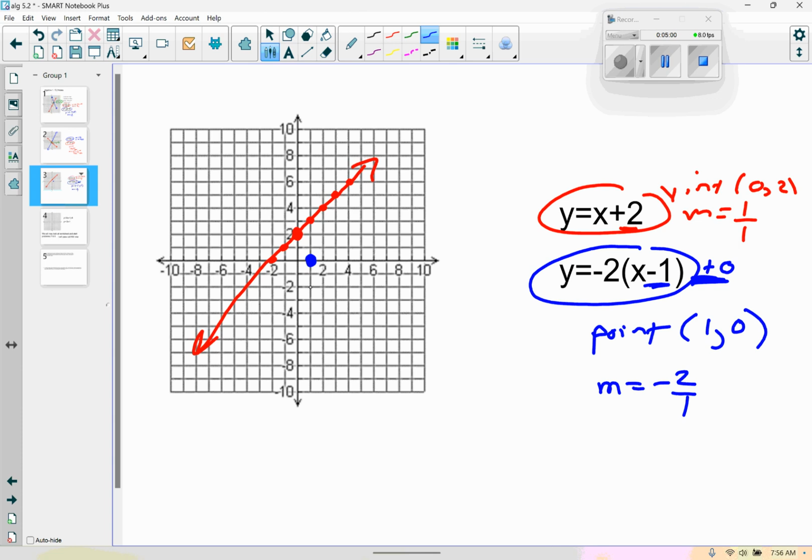So I'm going to go down 2, right 1, down 2, right 1. But remember, I can also write this to look like this, which means I can go up 2, left 1. And look at that. You can see where it crosses now. So that's kind of the nice thing about when you're plotting more points. So it looks like where they cross at is right here. So that's at the point 0, 2.